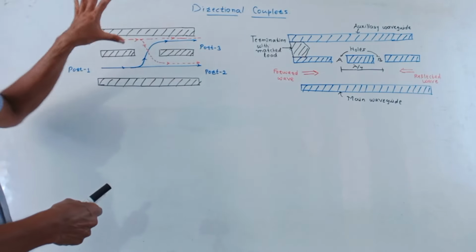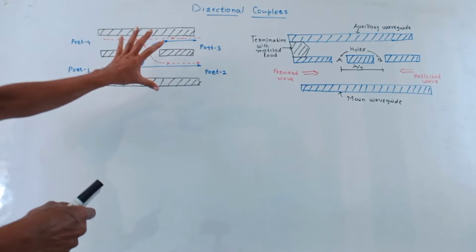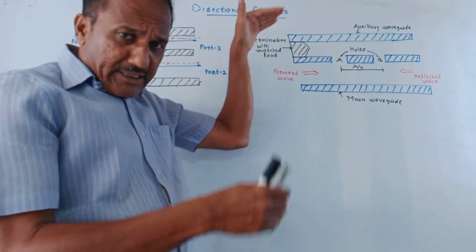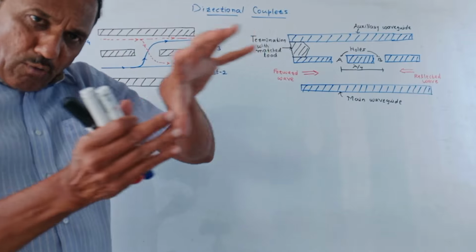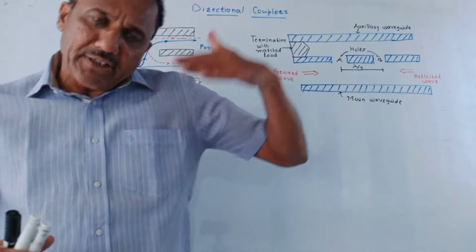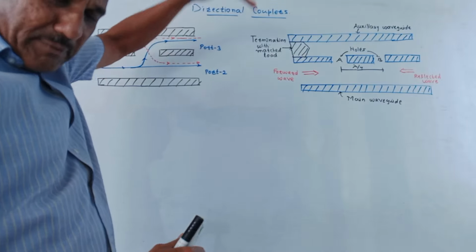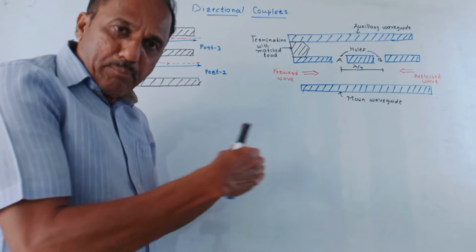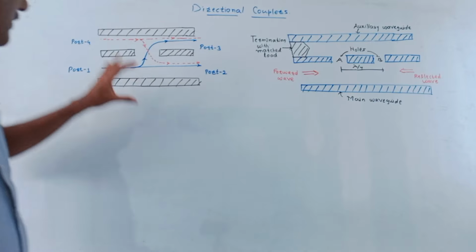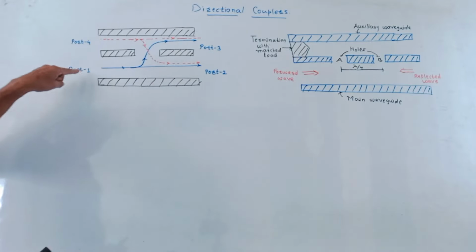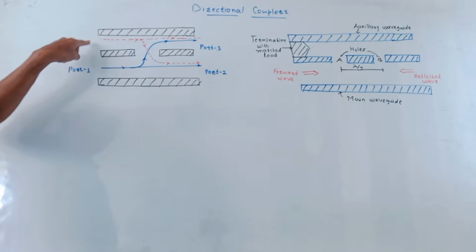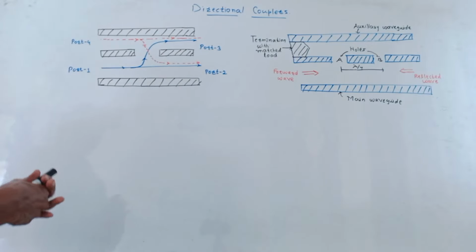First, let us discuss the basic working of a directional coupler. As the name indicates, it is a coupler. That means power from one waveguide can be transferred to another waveguide, and it is directional. That means transfer of power takes place in a particular direction. So it is a 4-port device, port number 1, 2, 3 and 4, as shown in this basic diagram.